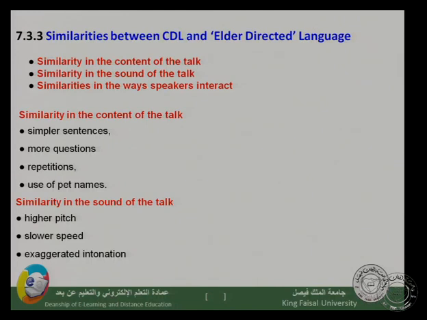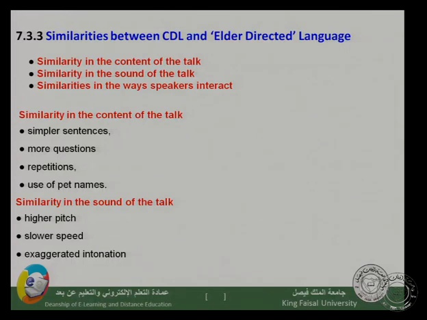The similarity between child-directed language and elder-directed language. Now, if we compare an old person with a person who is under 5, we will find that there is a similarity between the language used for old people and the language used for young children. There is in fact similarity in the content of the conversation, similarity in the sound of the conversation, and similarity in the ways speakers communicate or interact. So let us first consider similarity in the content of the talk.